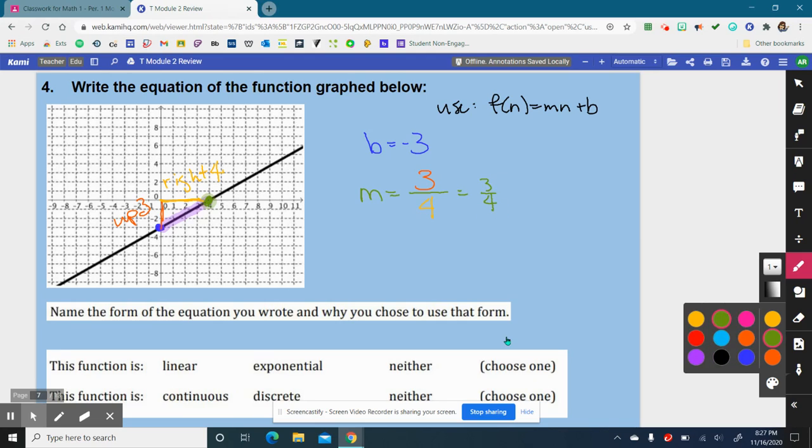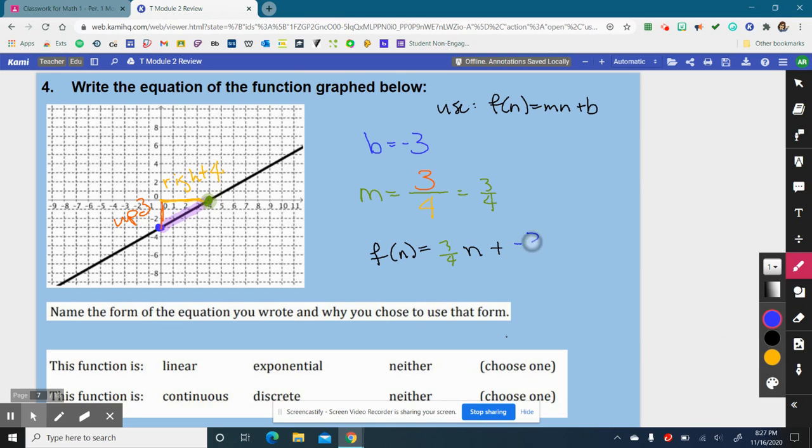So when I write my equation out, I got my m value, got my b value, write this all out. I got f of n is equal to 3/4 n plus -3. Hold up. Wait a minute, Miss Rawolf. It is not okay for us to write plus -3. Mathematicians would laugh at us.